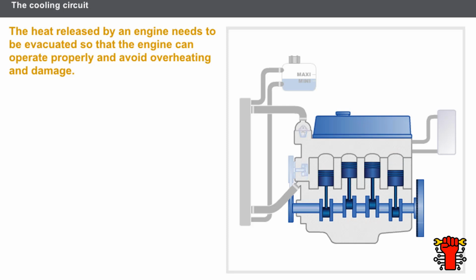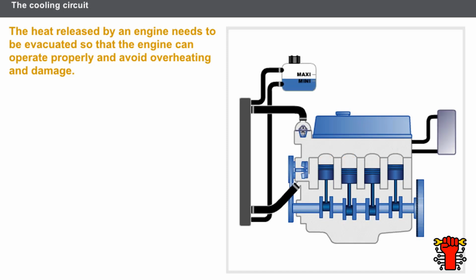An engine releases heat caused by the combustion of gases and friction from the various moving parts. This heat needs to be evacuated so that the engine can operate properly and avoid overheating and damage. This is the function of the cooling circuit.